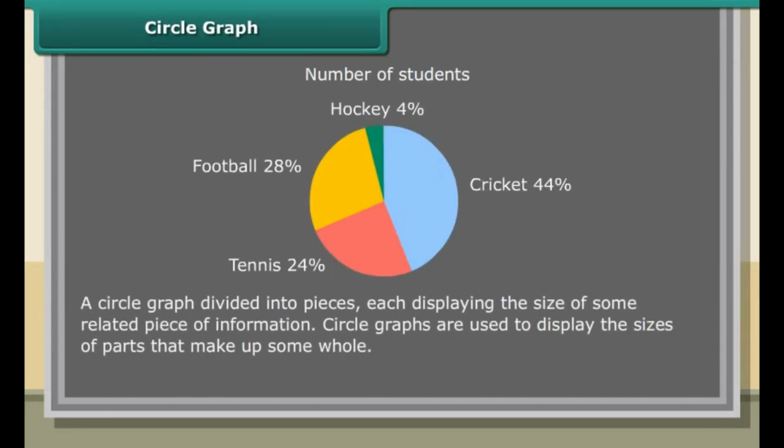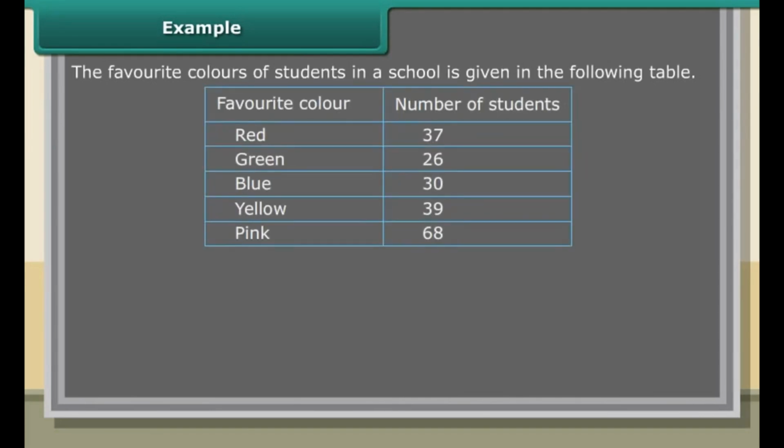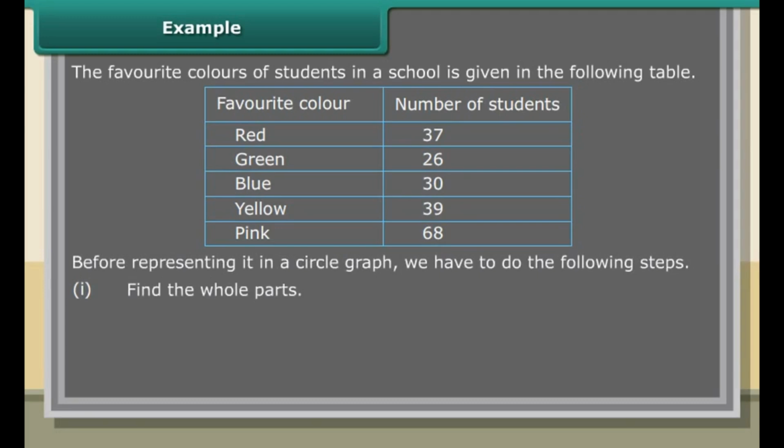Circle graph. A circle graph is divided into pieces, each displaying the size of some related piece of information. Circle graphs are used to display the sizes of parts that make up some whole. Circle graphs are also known as pie graphs. Example 1. The favorite colors of students in a school is given in the following table. Before representing it in a circle graph, we have to do the following steps.